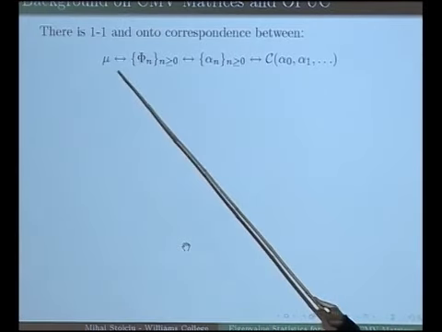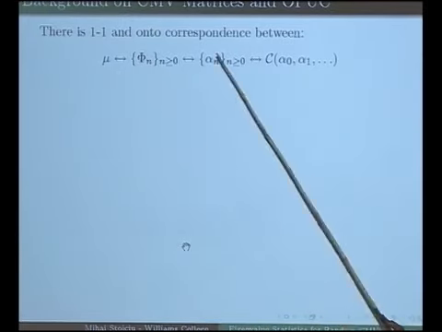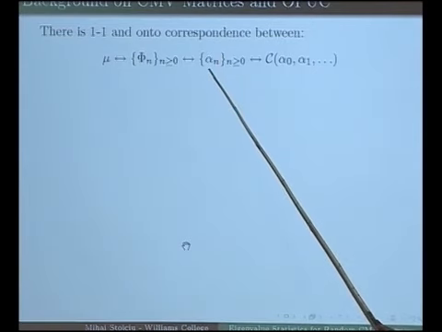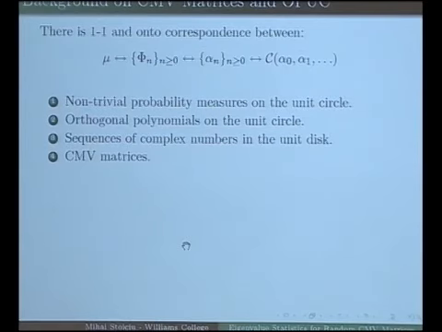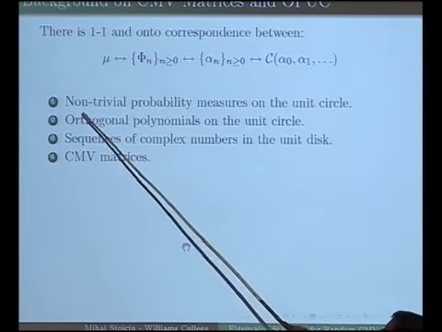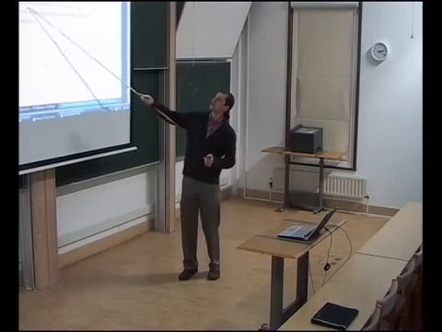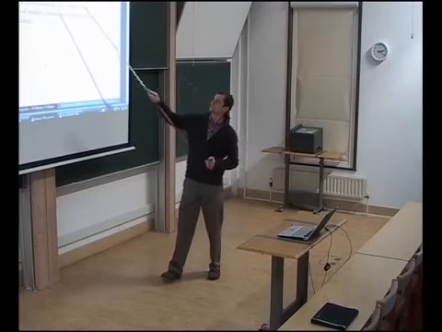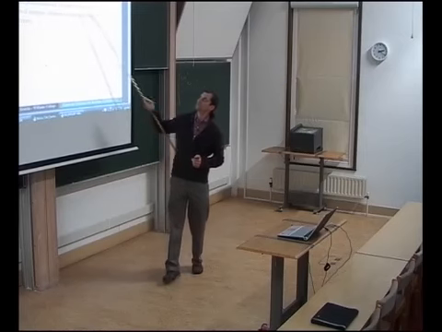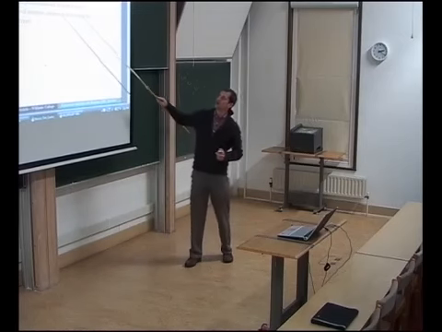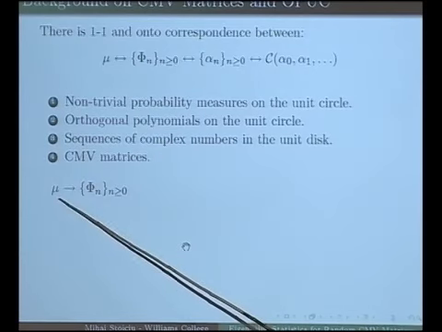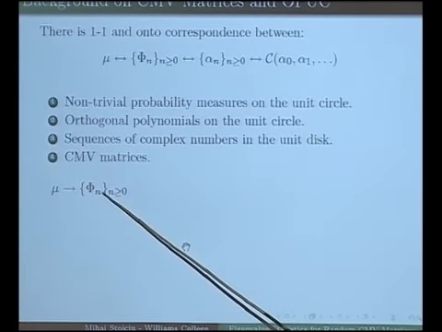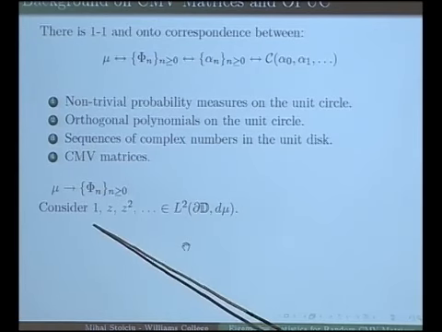I want to show you how to construct these unitary matrices starting from complex coefficients. There is a one-to-one and onto correspondence between measures, orthogonal polynomials on the unit circle, complex numbers, these Verblunsky coefficients, and the CMV matrices. So, four different types of objects.